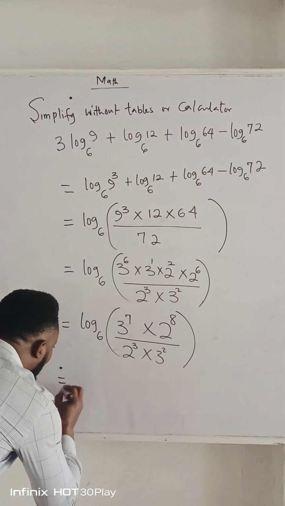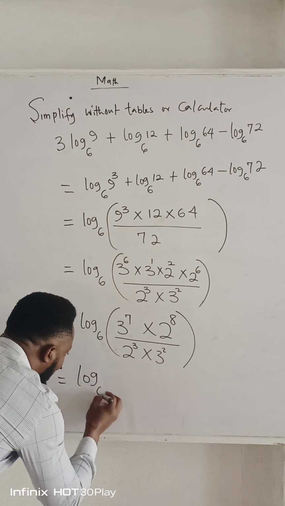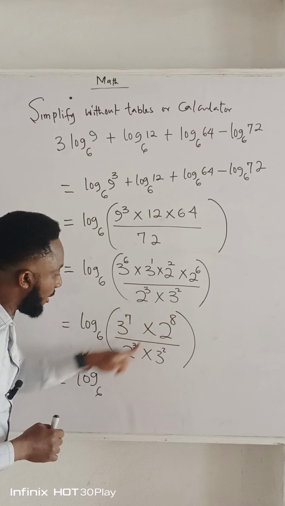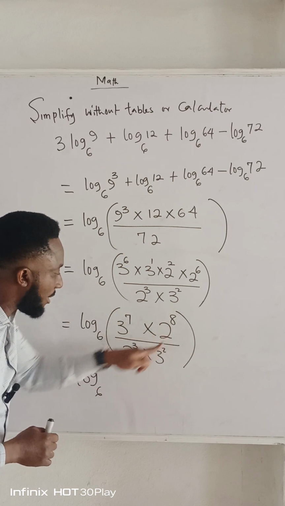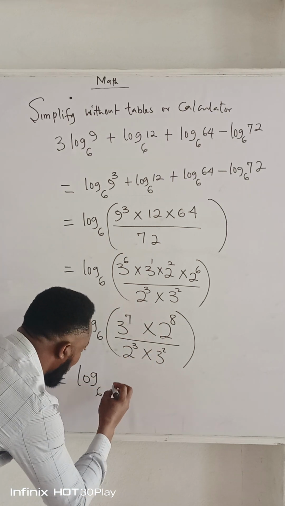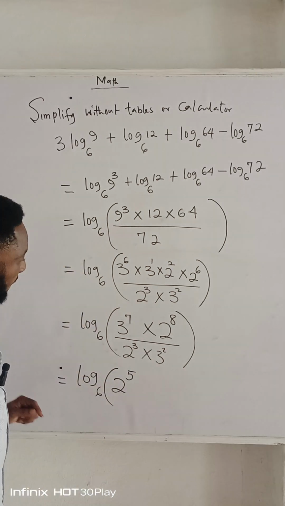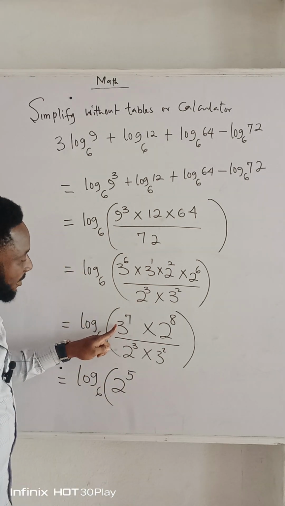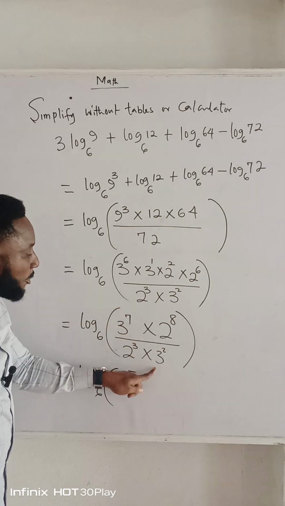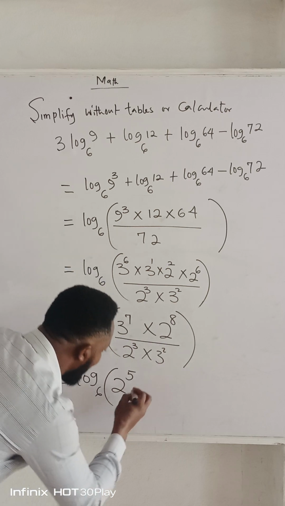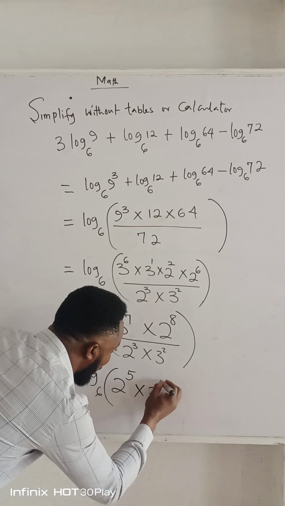Now, I can write this to become log to the base of 6. Let me start with 2 first. 2 to the power of 8 divided by 2 to the power of 3. So if I subtract 3 from 8, I will have 5. That becomes 2 to the power of 5. The same thing here. 3 to the power of 7 divided by 3 to the power of 2. We have to subtract the powers. 7 minus 2 is 5. That becomes 3 to the power of 5.